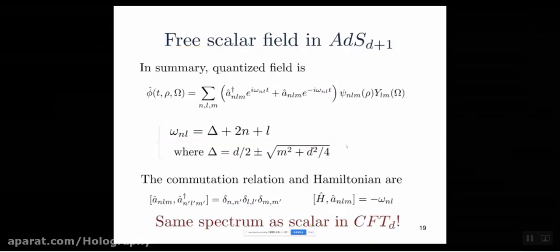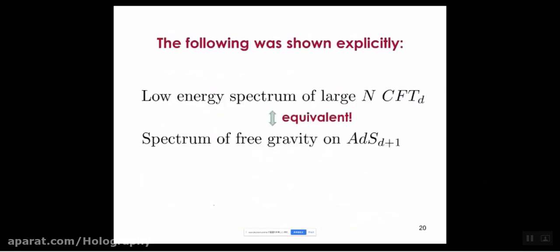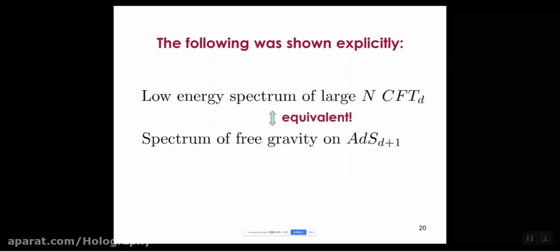The point is that this spectrum is the same as that of a scalar in CFT-D. So the relation is established. And we can extend this to the graviton and gauge field. In the graviton case, we need to consider the energy-momentum tensor in CFT, but we can find agreement between the same spectra. So we can establish this: the low energy spectrum in CFT-D is the spectrum of free gravity theory on AdS space.